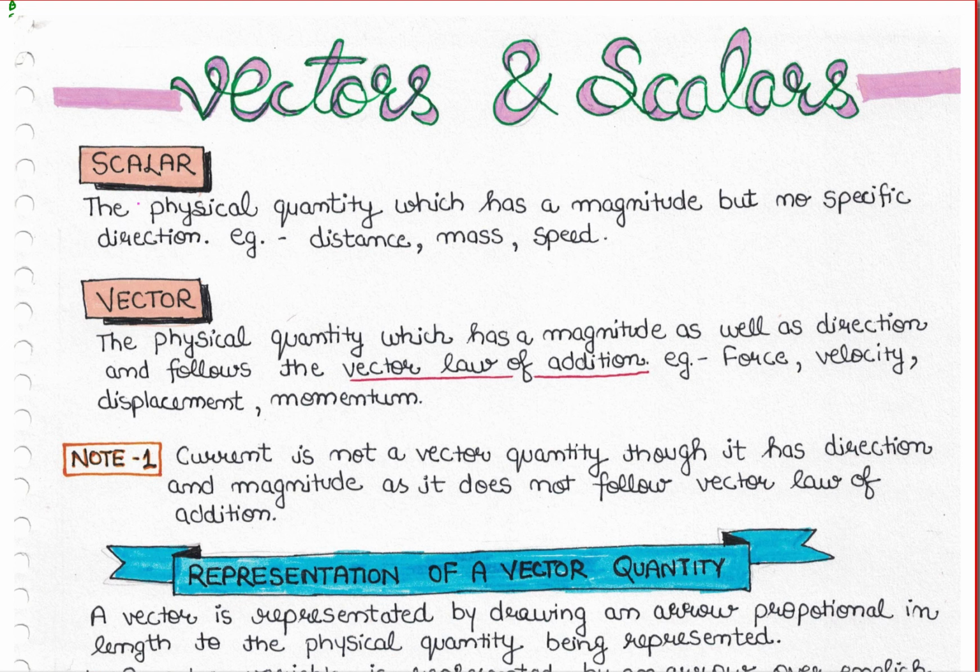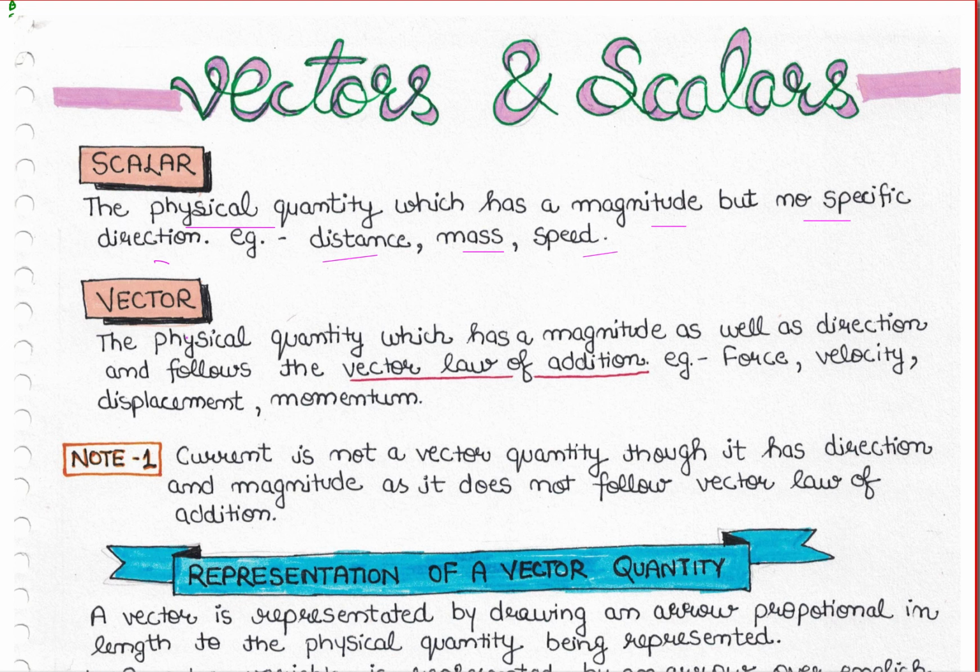So what is scalar? The physical quantity which has a magnitude but no specific direction is known as scalar quantity. Some examples: distance, mass, speed.